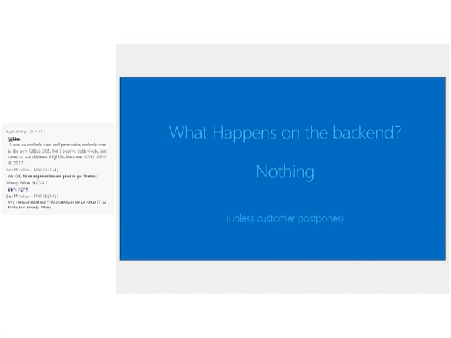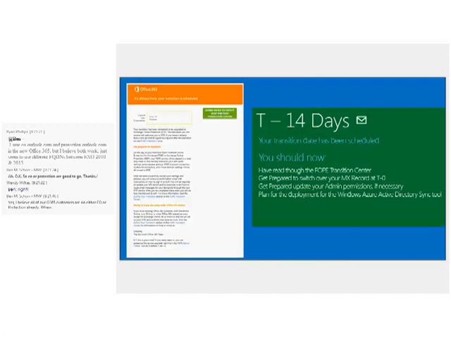So what happens on the back end? There's nothing which goes on unless the customer goes ahead and postpones it. You receive another email at T-14. If you haven't postponed, you'll receive the T-14 email, and at this time we should be prepared to switch over the MX record at T-0.